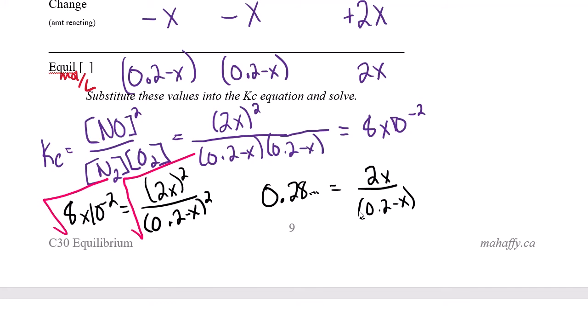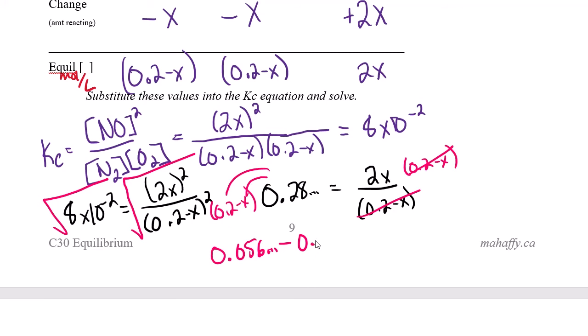So then let's get this term on the bottom up to the top by multiplying by 0.2 minus x on this side, multiplying by 0.2 minus x on this side. Those guys will cancel. And then we can multiply this in. So it gives me 0.056 minus 0.28x, which is equal to 2x.